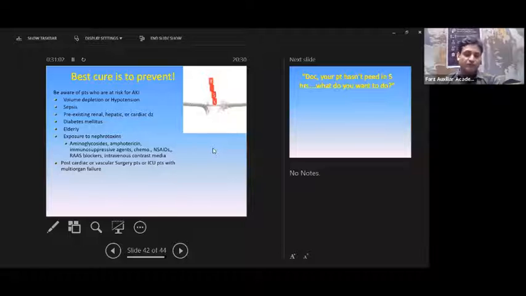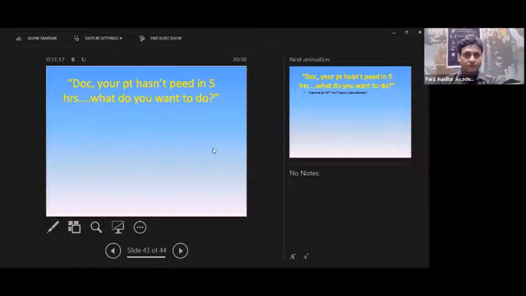So we have to identify which group of patients has a high chance of ARF, and we should treat them cautiously with nephrotoxic medications. Means we should avoid further insult to the kidney by hypotension or nephrotoxic medications.